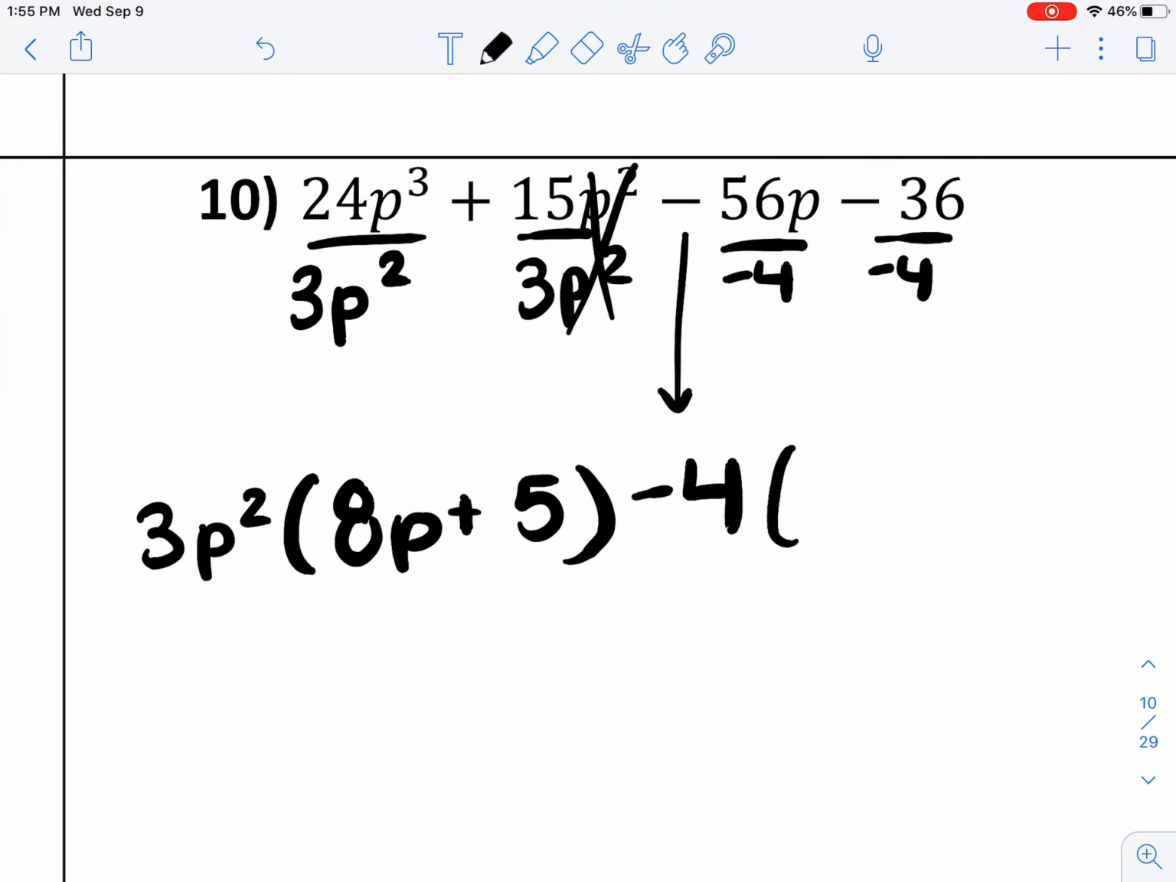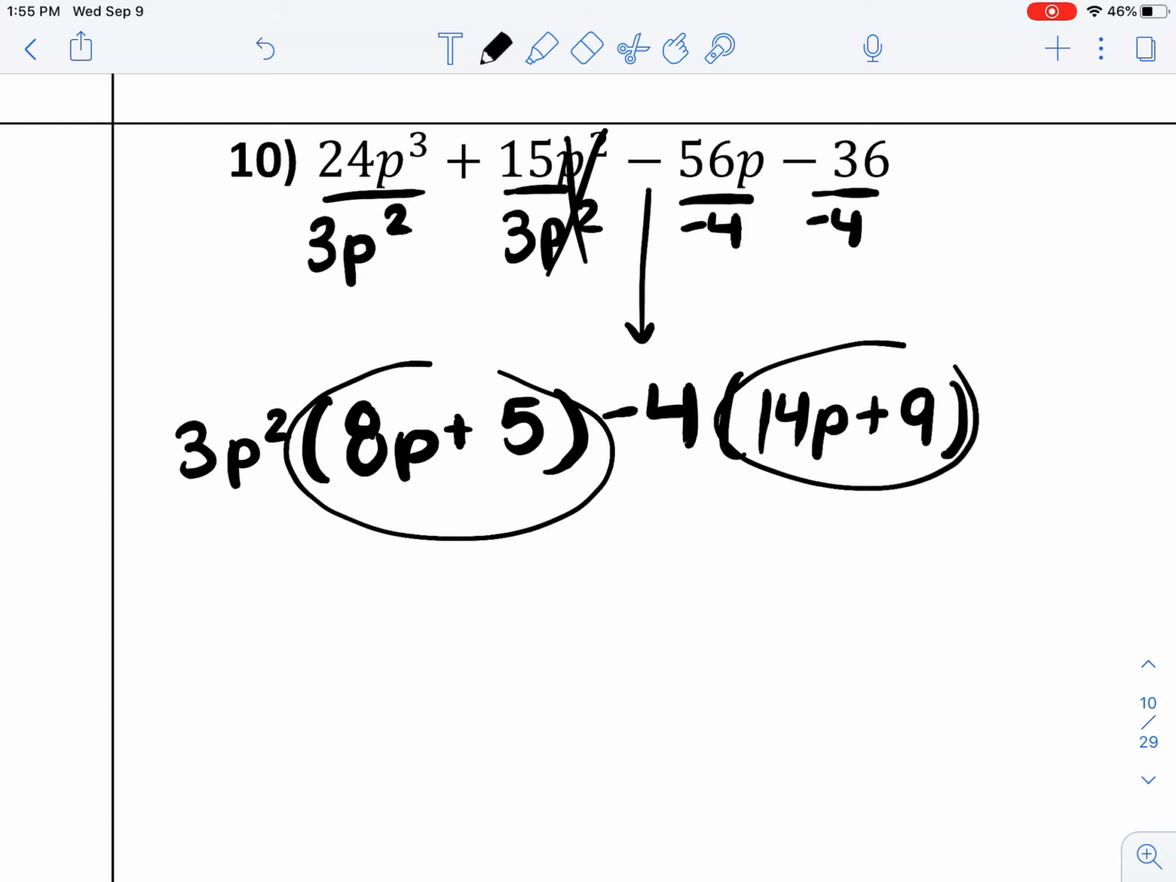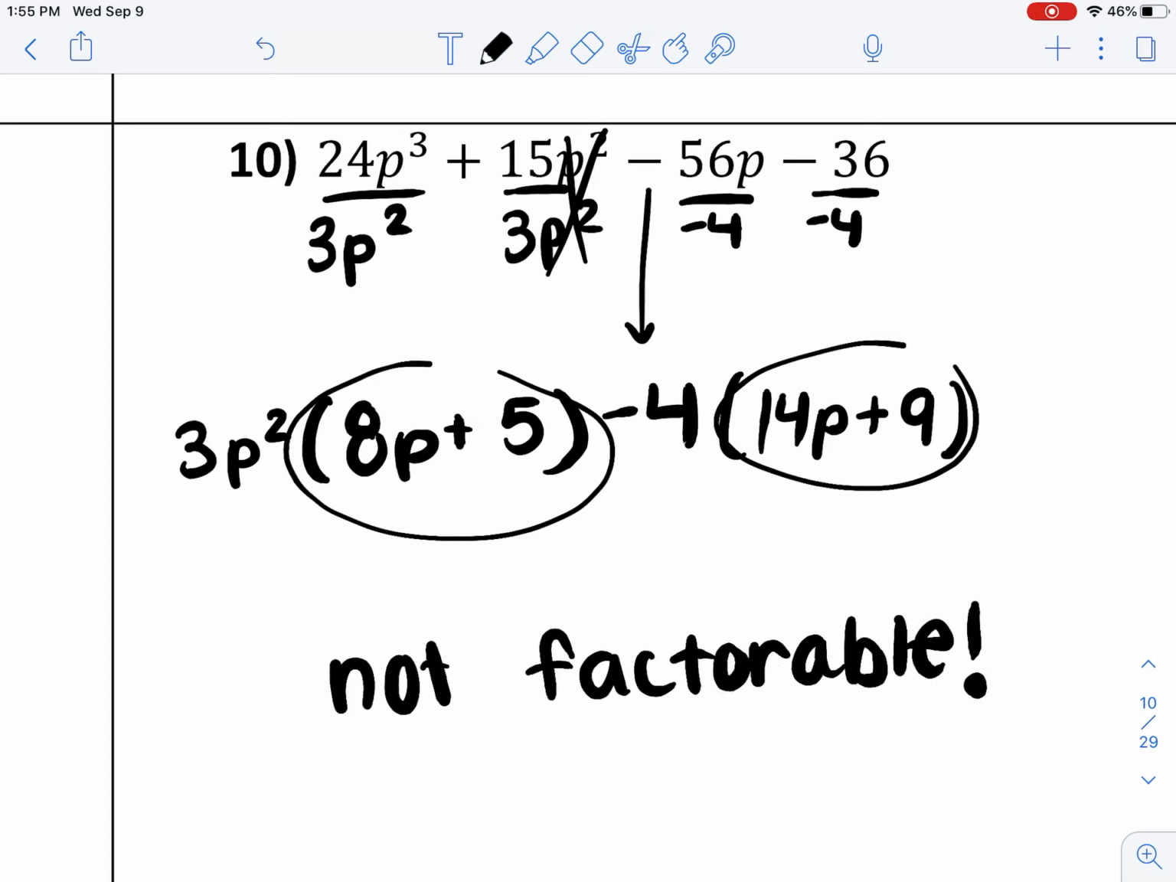So this gives me 14p plus, and then if you do 36 divided by 4, that gives us a 9. These do not match. Since these don't match, we can't actually factor this. This is not factorable. So if you end up with your parentheses not matching, that means that it is not factorable.